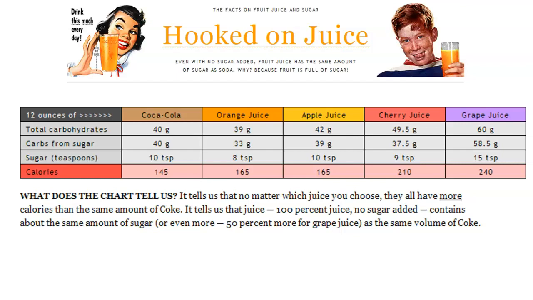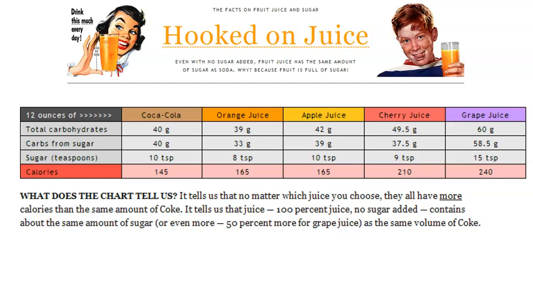Same thing, in fact, goes for juices. So if we look at juices themselves, we're like, well, orange juice and all these juices can't be bad for me. But look, for example, a 12-ounce Coca-Cola has 40 grams of carbs in it, or sugar. Look at orange juice, 39 grams. Grape juice, 60 grams. So this is from Hooked on Juice, and look what it says to us. What does the chart tell us?